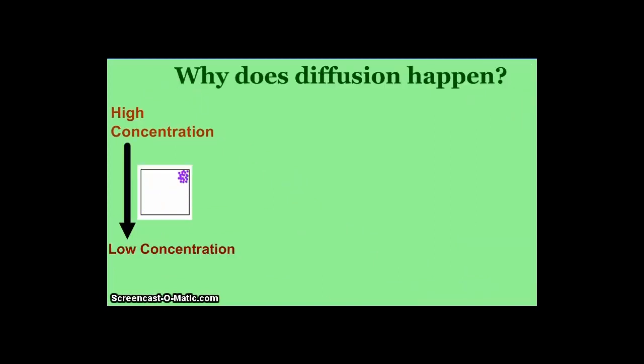It's important to understand why things move from high concentration to low concentration. Most of you probably understand why a rock might move from a high place to a low place. That's gravity. So why do molecules do the same thing, move from high to low concentration? There are three principles that control this. The first that you need to understand is that all molecules are in constant motion. All molecules are moving at all times.